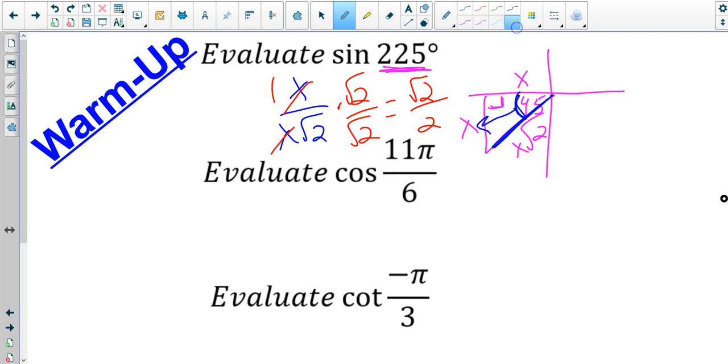Not to forget, at the very end, we double check with all students take calculus. Here the tangent is positive, so that means that the sine would be negative. So our final answer is negative square root of 2 over 2.